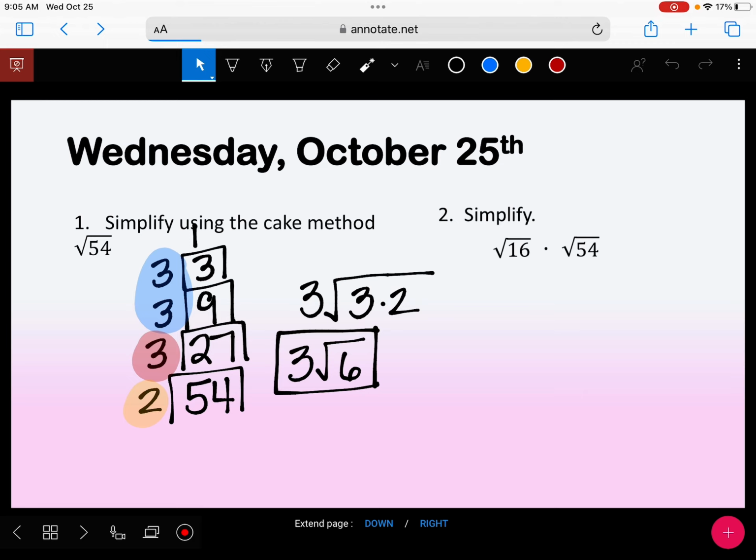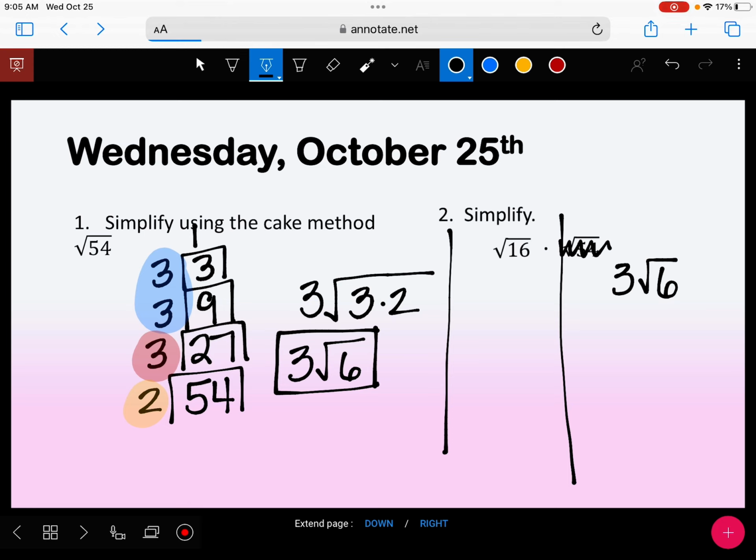Okay, so we already know that 54 is going to be a 3 root 6, so I'm going to put that to the side. We don't need to build a cake again for that. Let's go ahead and build a cake for the 16.